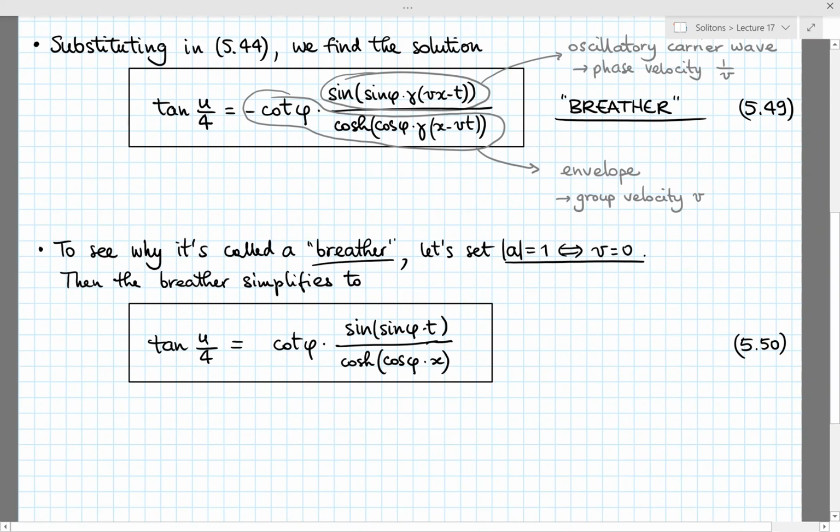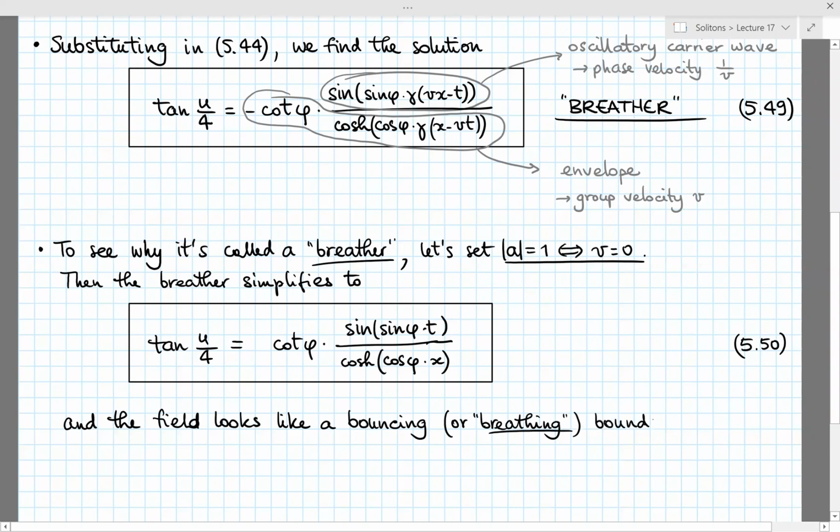Where we see now that the oscillatory behavior is in time, and in particular the field looks like a bouncing or breathing bound state of a kink and an anti-kink, as will become clearer shortly as soon as we look at pictures.